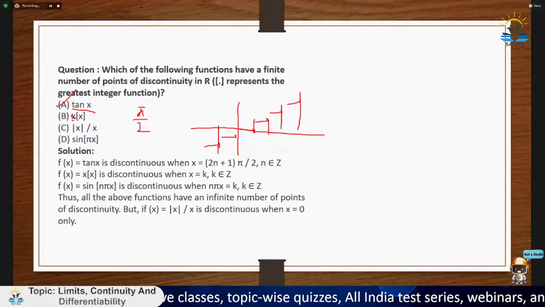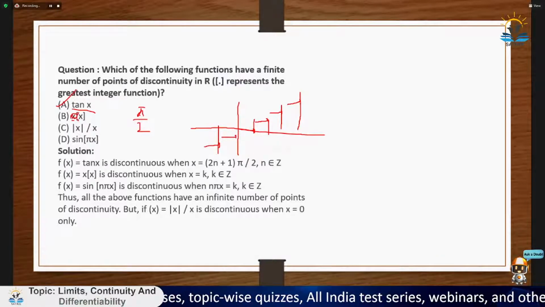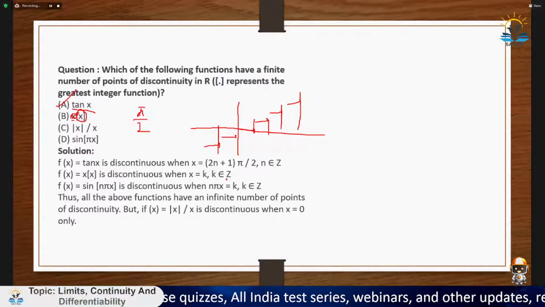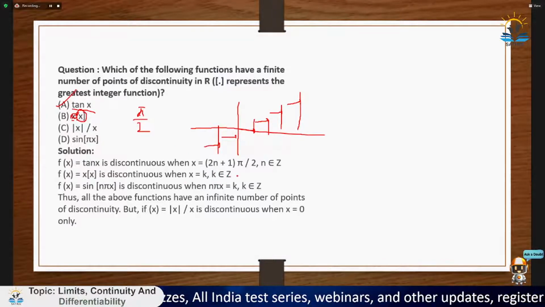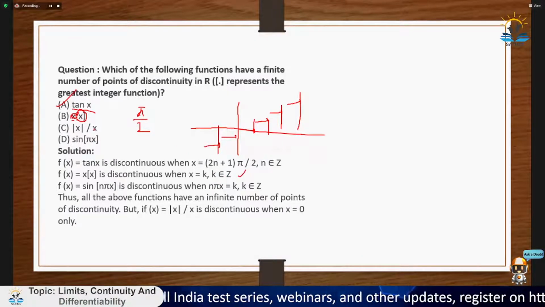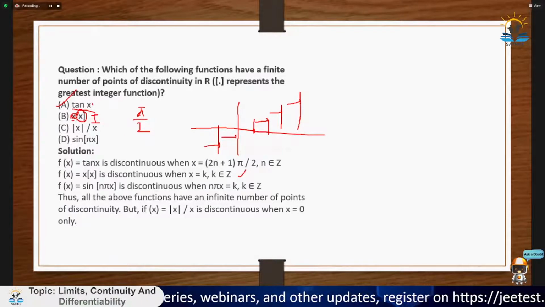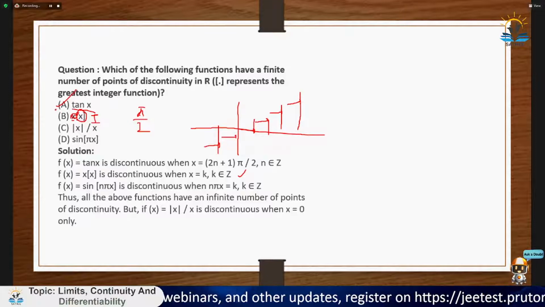So this is continuous, so no worries from here. My function will become discontinuous only because of this thing. So my function is discontinuous when x is equal to k, when x is an integer. So this is discontinuous at all integers. This is discontinuous at all odd multiples of pi by 2.